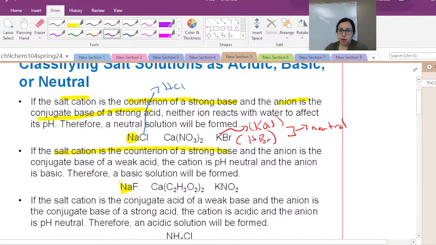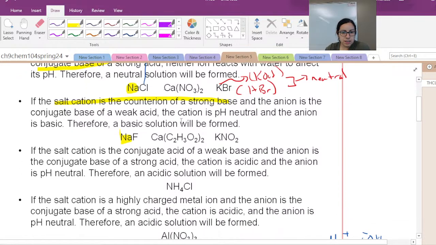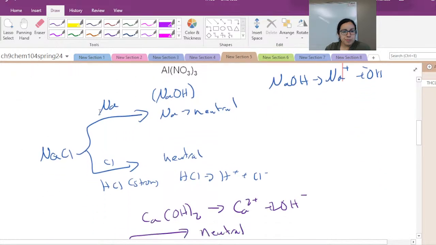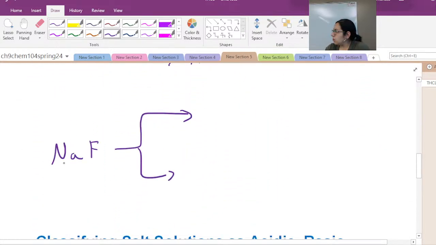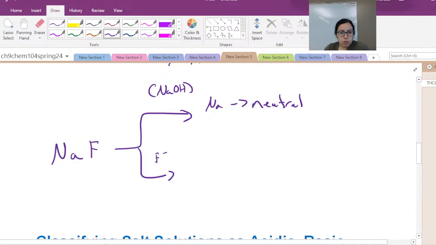Our first case was that they were both neutral, so they both came from either a strong base or a strong acid. But now let's look at the next step. We have a cation that's neutral, so we have sodium once again. We can write it if we need to, but it comes from sodium hydroxide. So sodium is neutral, we've already established that. But then what about fluoride? What's its corresponding acid?